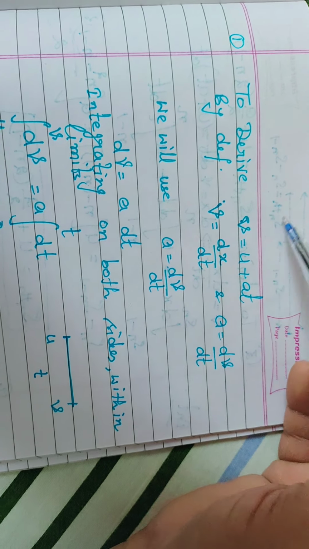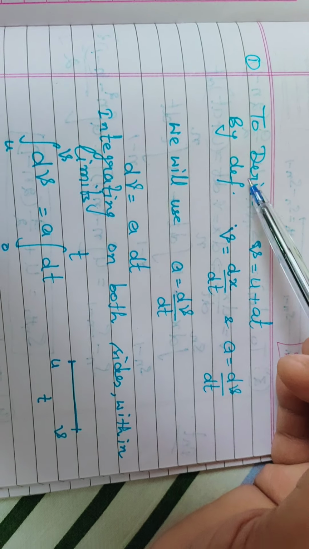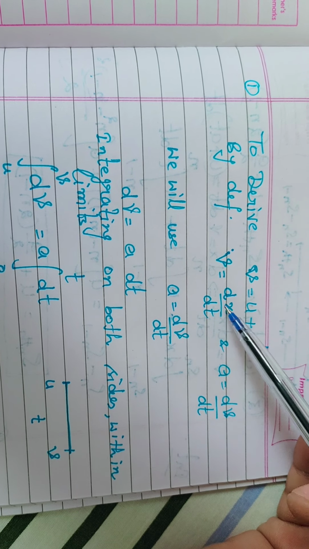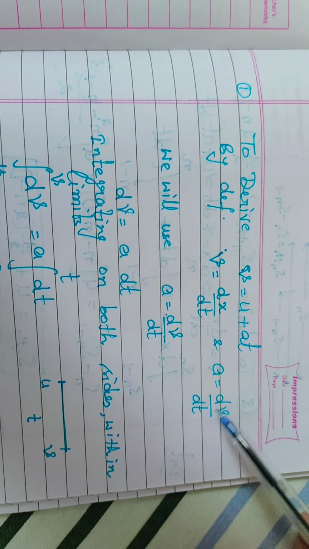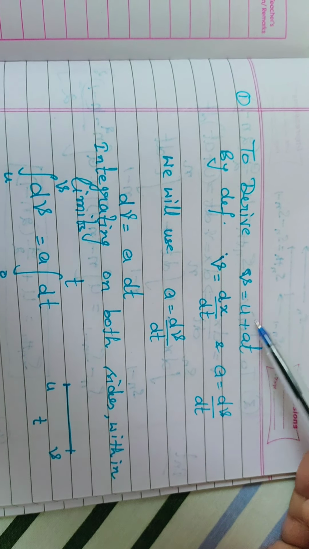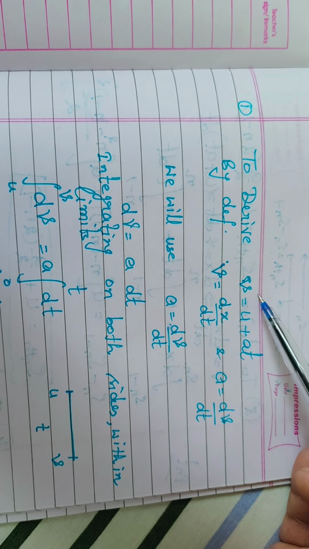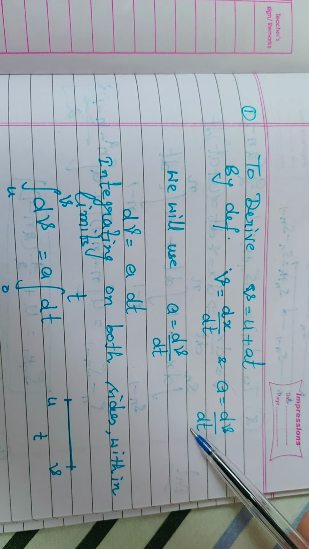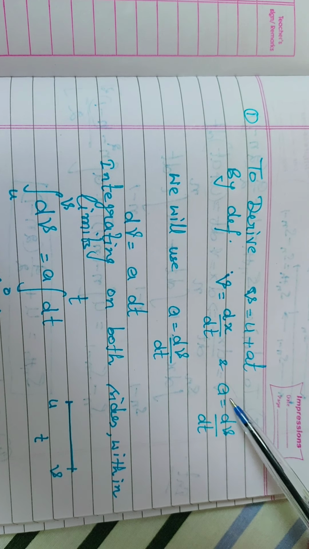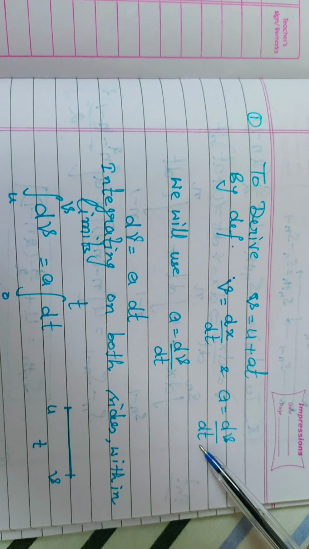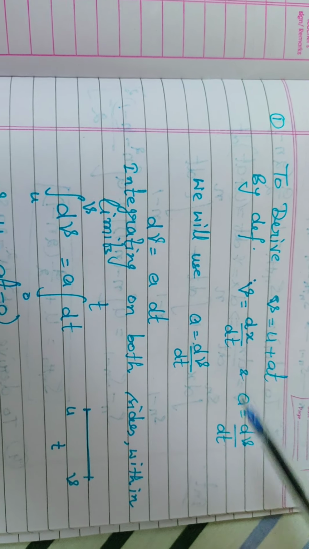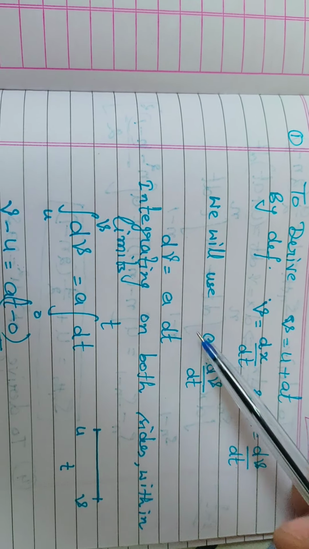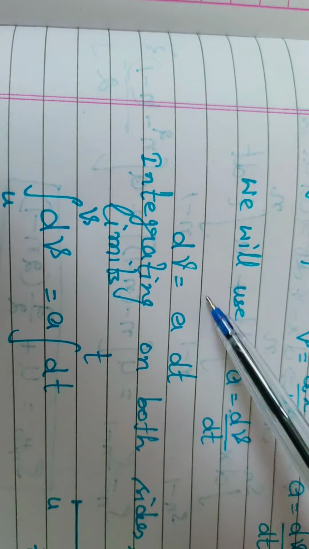To derive v is equal to u plus at, use the definition v is equal to dx by dt and a is equal to dv by dt. Now here we have u, v, a and t, so just see at this definition a, v, dt. Better to use this definition. So a is equal to dv by dt, cross multiply it.